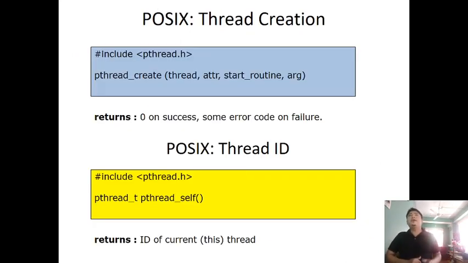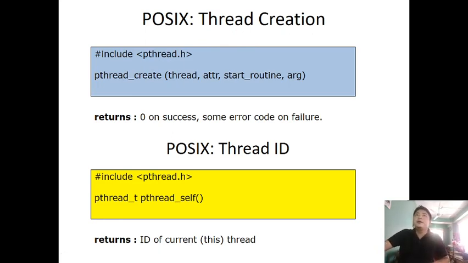So far we have understood in the last session how to create the process. So we have used the fork system call to create the process. So now we will try to understand how to create the thread, what are the steps that you need to follow, and what is the syntax and all. So first one is the thread creation. To work with the thread, we need to include the header file pthread.h.